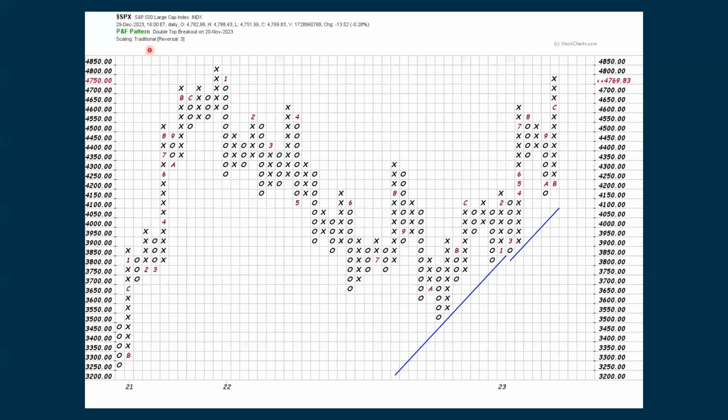And the last signal that was triggered here was a double top breakout that was triggered on November 20th. So that's still on the books for right now, and that's positive. If we put in one more X here, we're going to be coming back to the all-time high again. So that's something that we're kind of watching to see if it will happen or not.